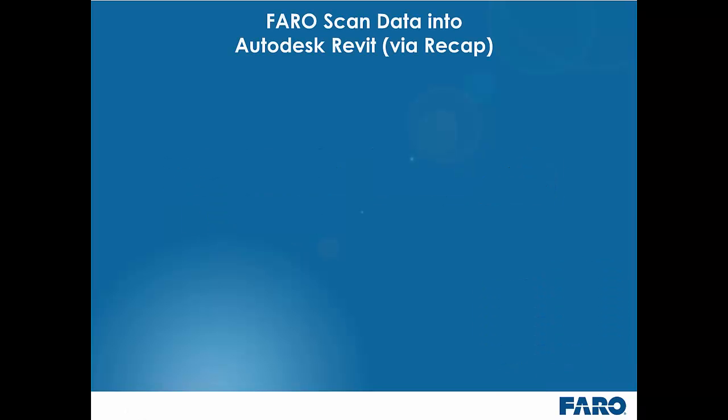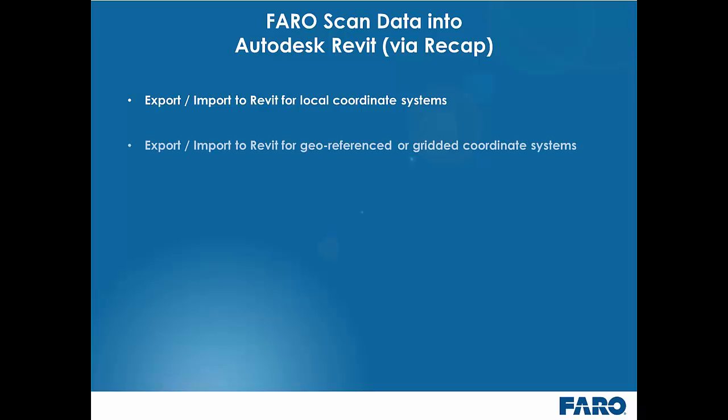The first thing we will do is to pick up where we left off in the previous video, looking specifically at the import of scan data on a local coordinate system. We will then move on to look at how we can achieve a similar result but with scan data which is georeferenced or on a site grid coordinate system. And within both of the above topics, we will also cover some of the basic project setup functions within Revit.